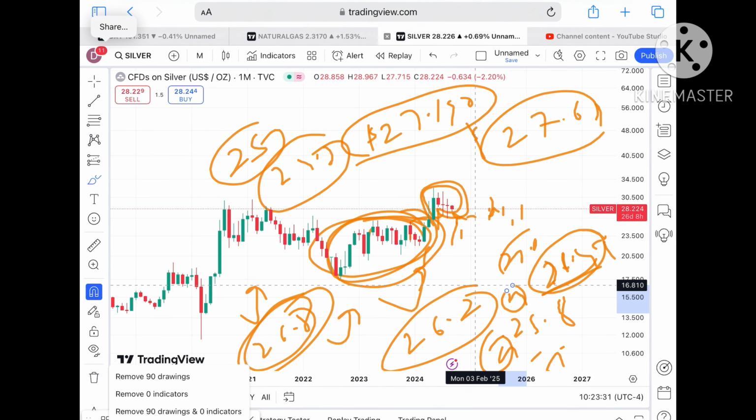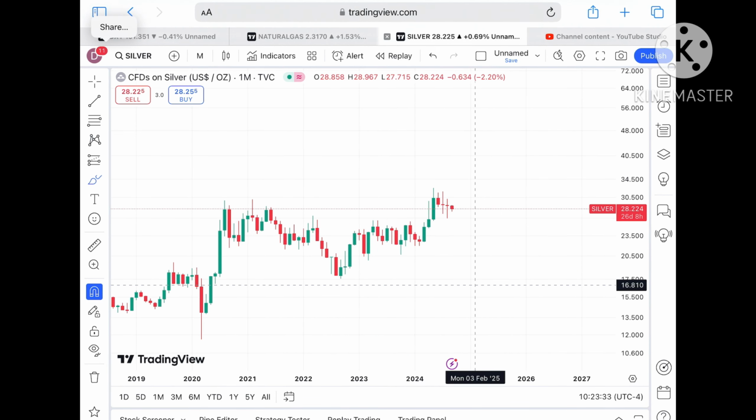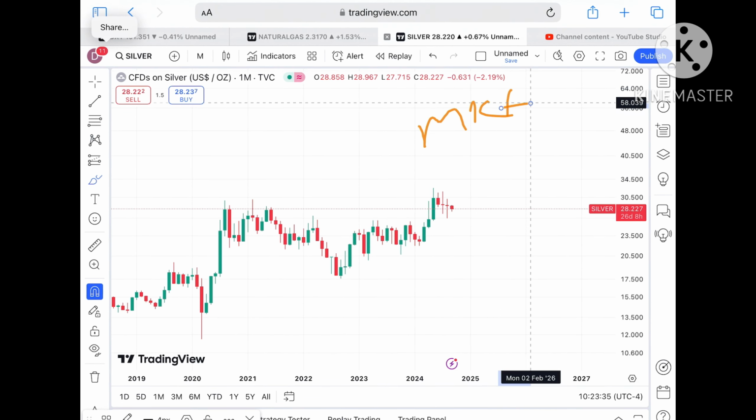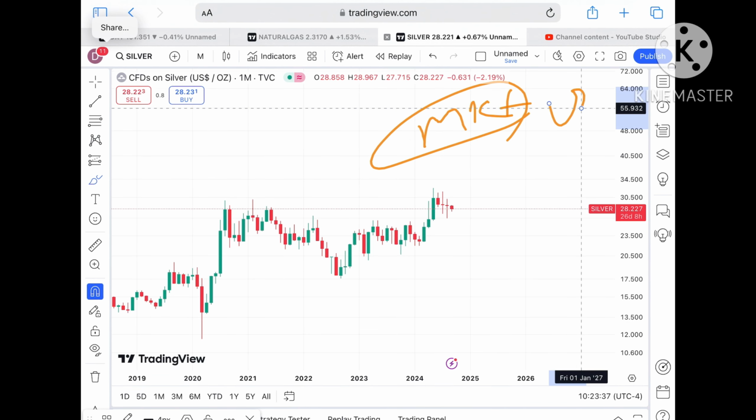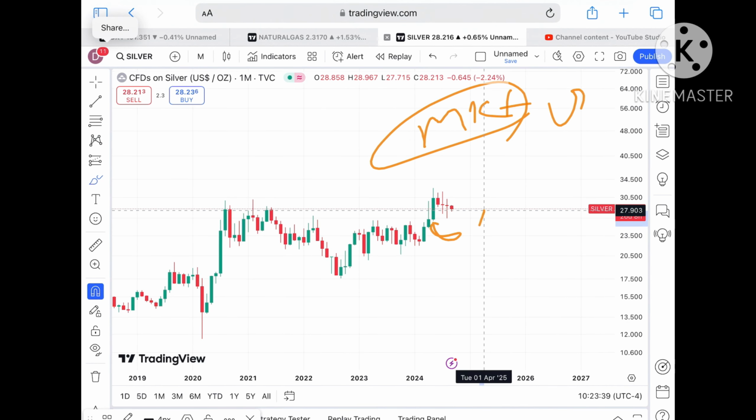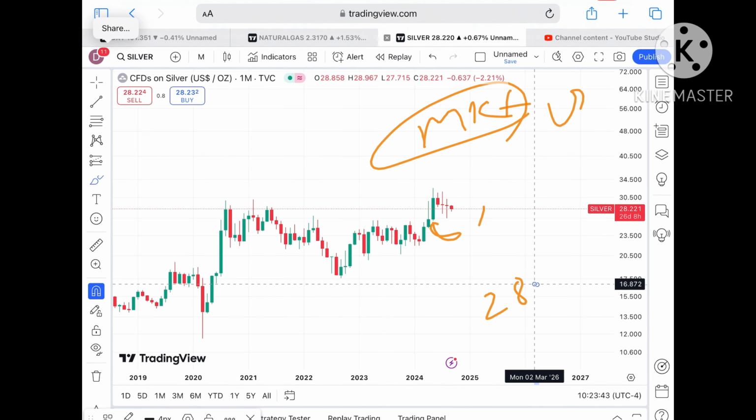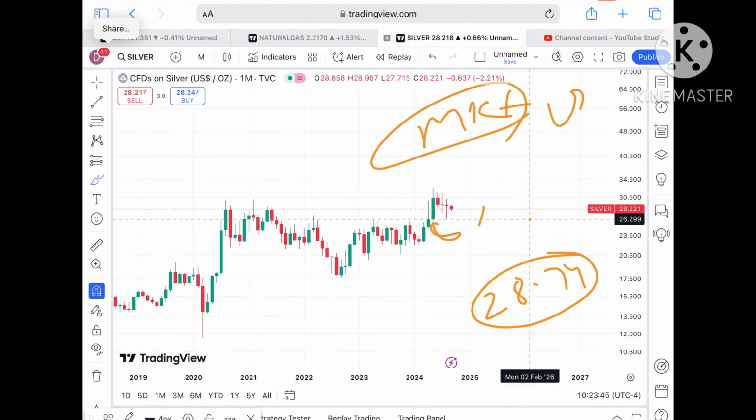I have already explained the supports, but if the price sustains, what we can see, the market is always uncertain, so you have to understand and look at both sides. So it forms a swing. Suppose the price sustains this level, we can see it can go towards $28.74.